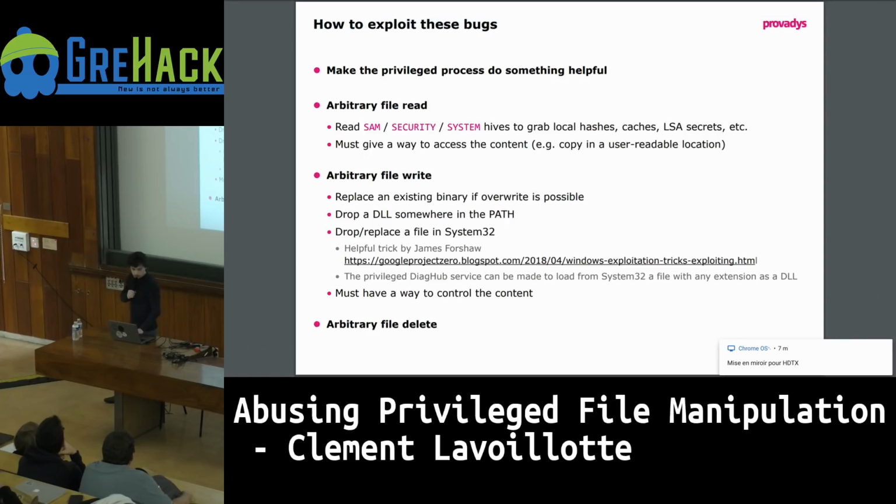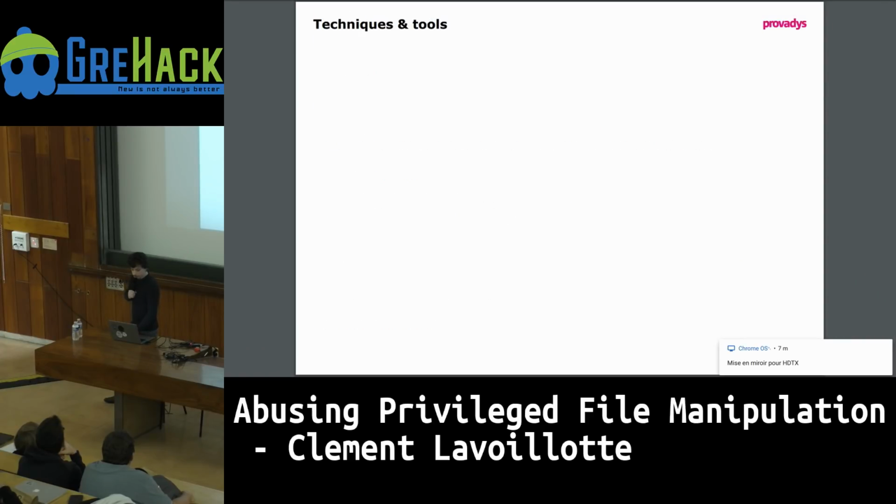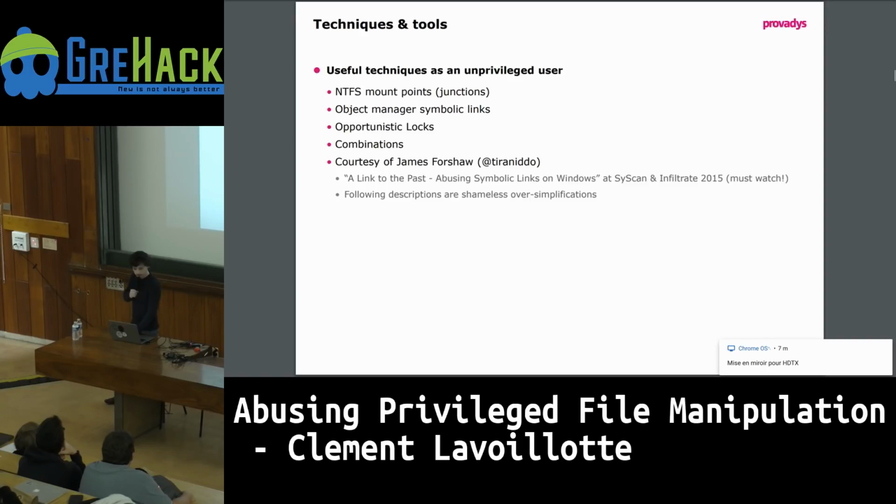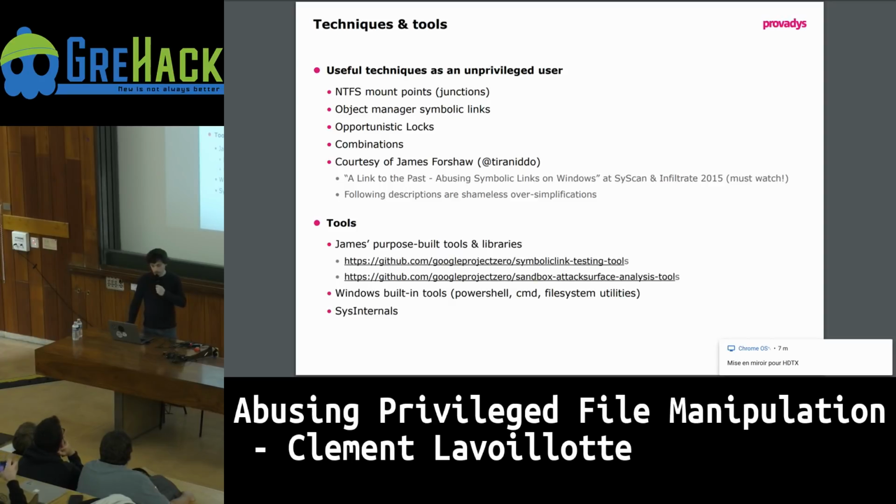And we're going to talk a bit about arbitrary file delete later. So these are the main techniques that we can use to abuse this type of bug. They were published by James Forshaw along with some specific tools to exploit them. We're going to see some of them. And for some of these techniques, we can also use some built-in tools in Windows, like just plain old PowerShell.